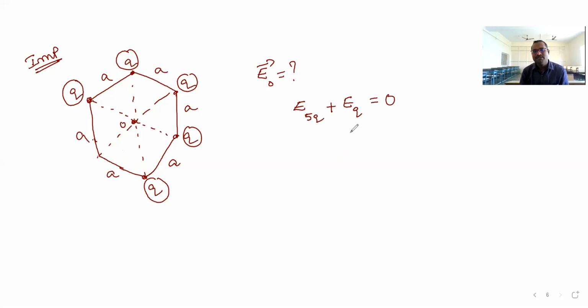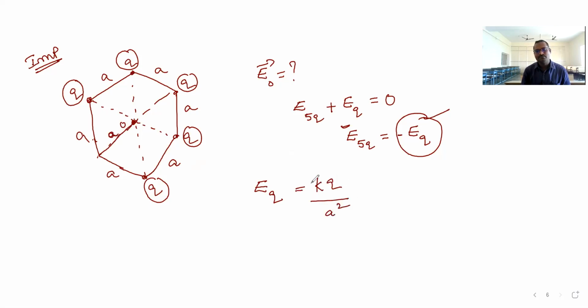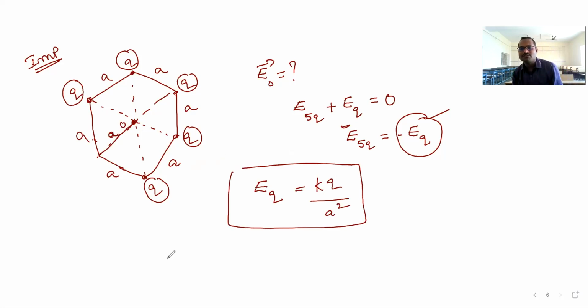Are you getting? That means electric field due to the 5 charges should be equal to electric field due to charge q with negative sign. That means if you find electric field due to one charge, then you will get electric field due to all the remaining 5 charges. What will be the value of electric field due to charge q at a distance a? As you know, in this hexagon all the distances are same. This distance also a. That value is kq by a square. Yes, this will be the electric field due to all these 5 charges which are located at the 5 corners of the hexagon. I hope you understand the concept.